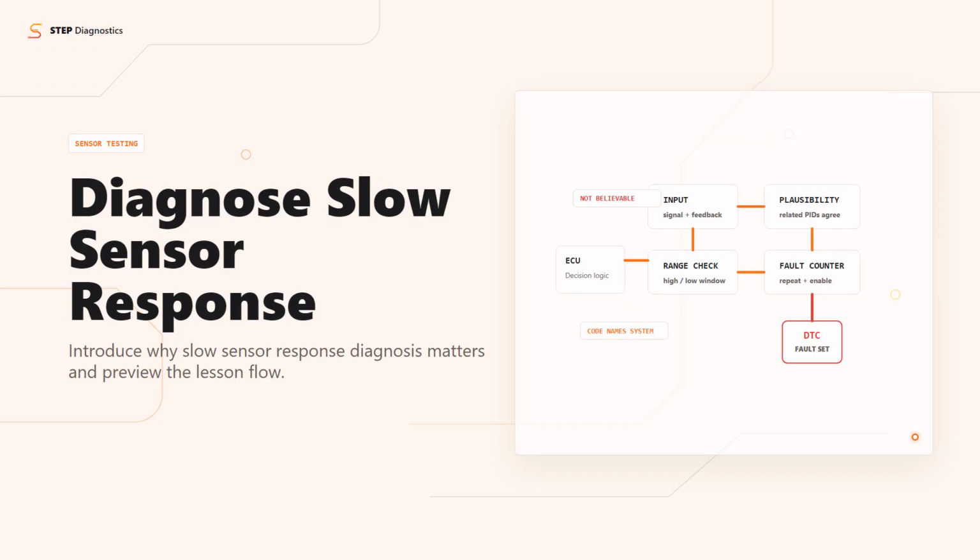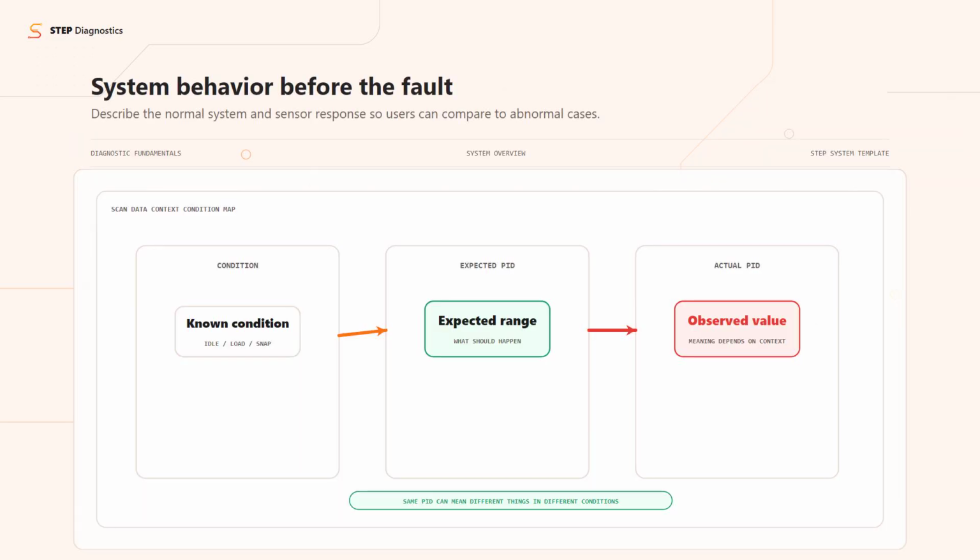correct next diagnostic steps. Before a sensor becomes slow, its voltage or live data changes quickly and tracks system inputs such as temperature, pressure, or position. The ECU expects certain PIDs to update within a defined time window when conditions change, like engine coolant temperature rising smoothly after startup, not lagging minutes behind. Knowing these normal expectations is critical before you can prove a slow response fault.